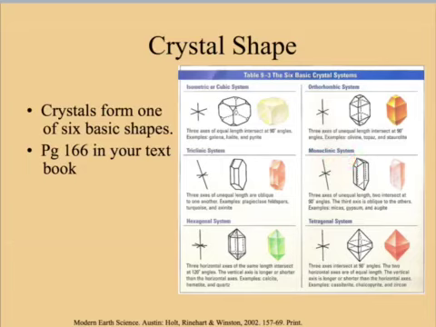Monoclinic has 3 axes, all of unequal length. 2 angles are going to be at 90 degrees, the third one not at a 90-degree angle. Hexagonal will give us a hexagon, and the most common example is quartz. Tetragonal will give us a pyramid-type shape.